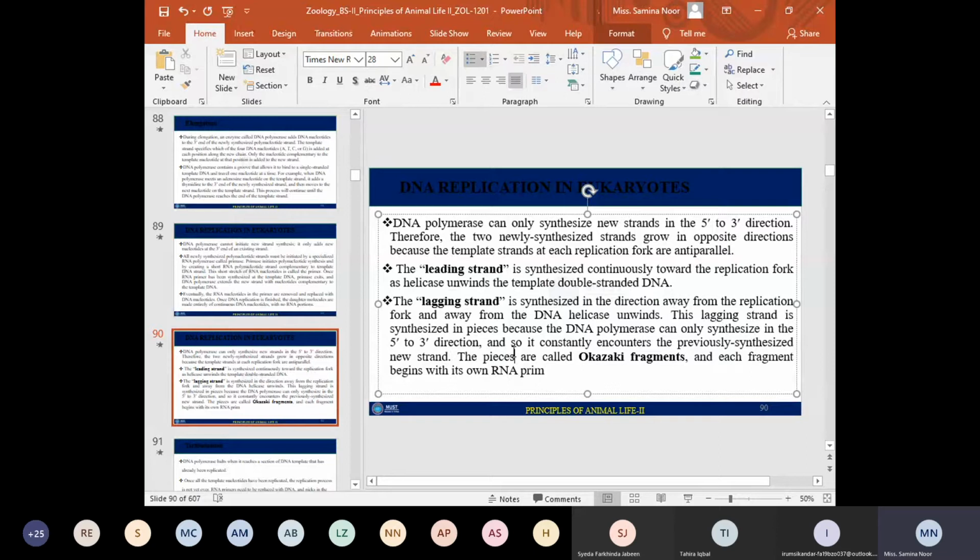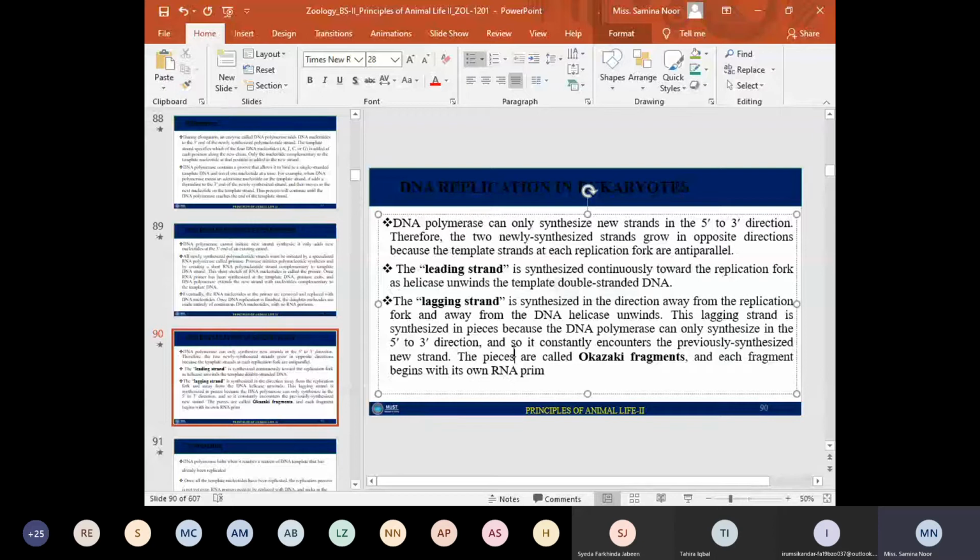The first strand is known as the leading strand, also known as the continuous strand, because the leading strand is synthesized continuously towards the replication fork, as helicase unwinds the template double-stranded DNA. So the leading strand is a continuous strand, and its direction of synthesis is towards the replication fork.